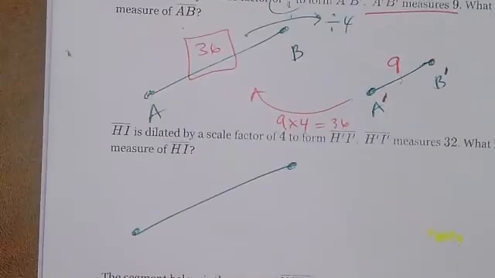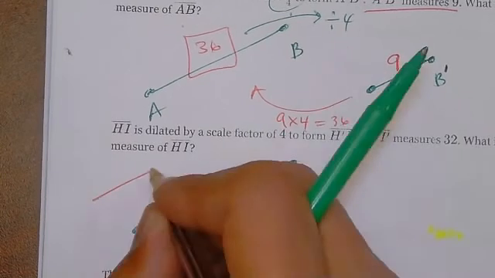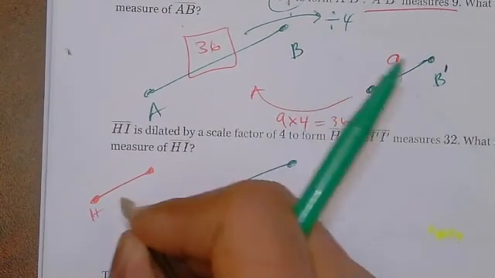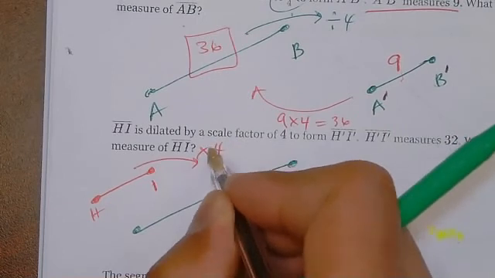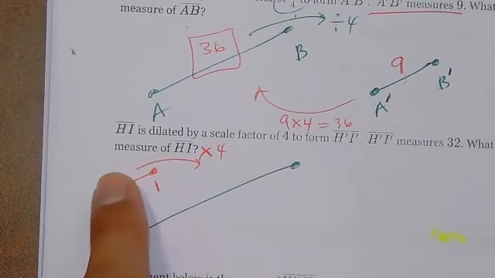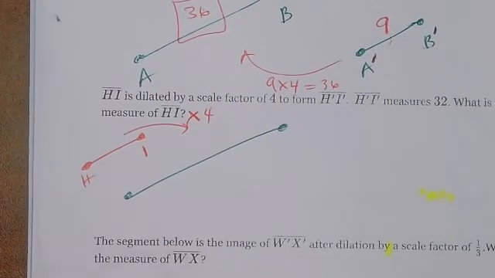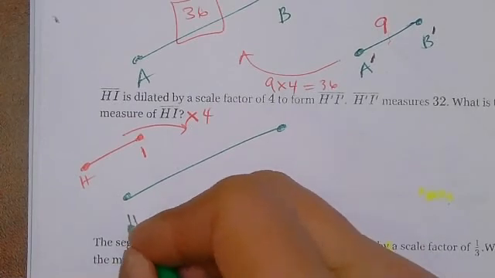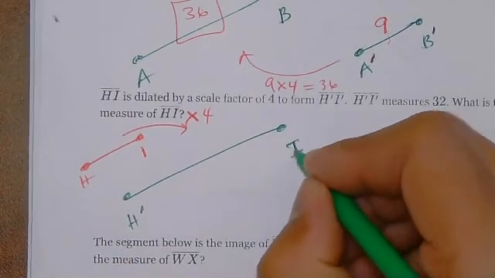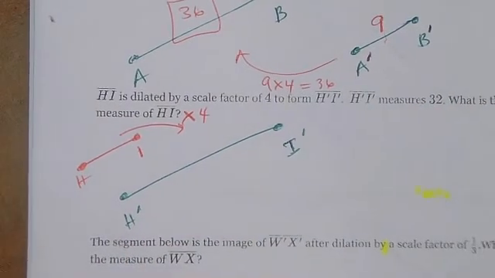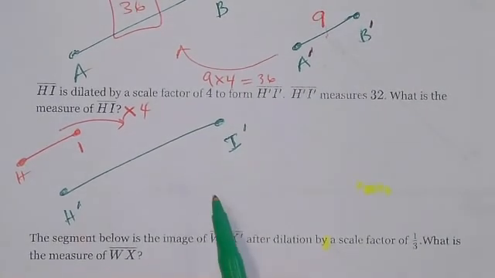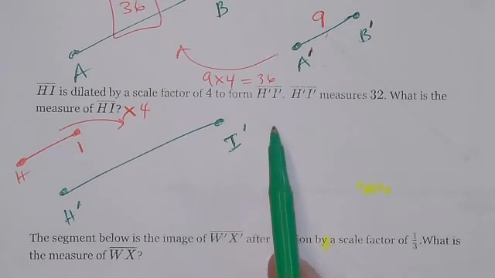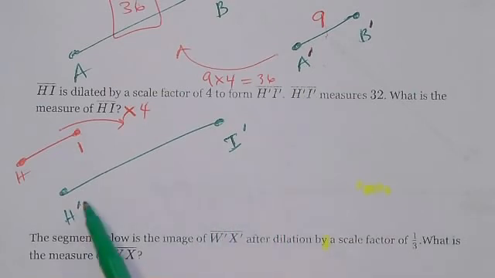HI is dilated by a scale factor of 4. Ooh. So HI is the smaller one. HI is the first one, and it's going to increase because it says scale factor is 4. It's going to get 4 times as big, so multiply by 4. So that means this one's the H prime I prime. HI is dilated by a scale factor of 4 to form this one. Okay, that's the first sentence.